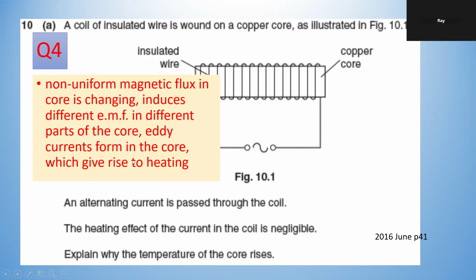Can I say EMF turns into thermal energy? It's better to say current. You have induced EMF that produces the induced current. So induced current flows in the copper core, producing heating. It's electrical energy into thermal energy. But the field is non-uniform. You must remember that the field is non-uniform.